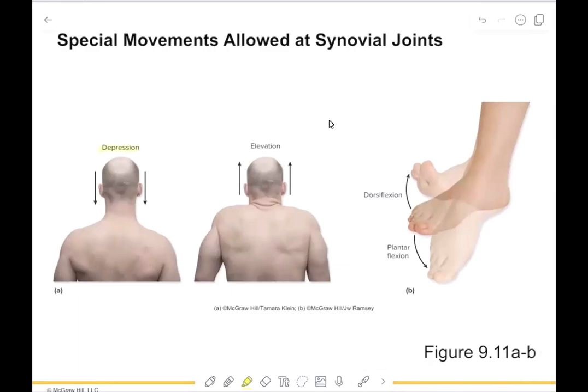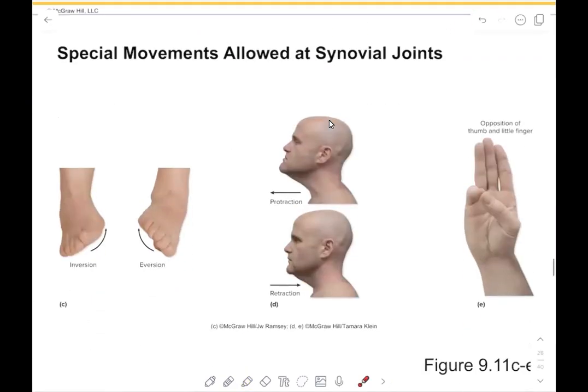This person is depressing their head. They're pulling it downward, whereas elevation would be the opposite of this. In this case, they're elevating their shoulders. Dorsiflexion is moving the front of the foot, pointing the toes to the ceiling. And plantar flexion would be the function of the gastrocnemius, which would be standing on your tiptoes.